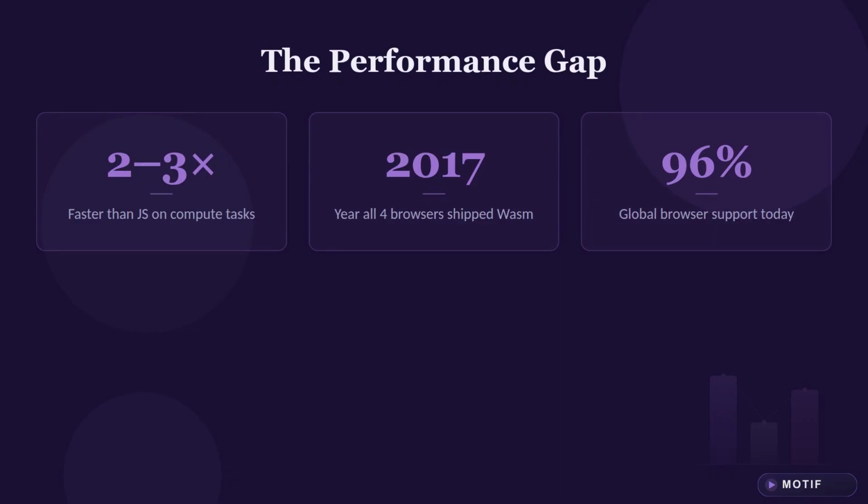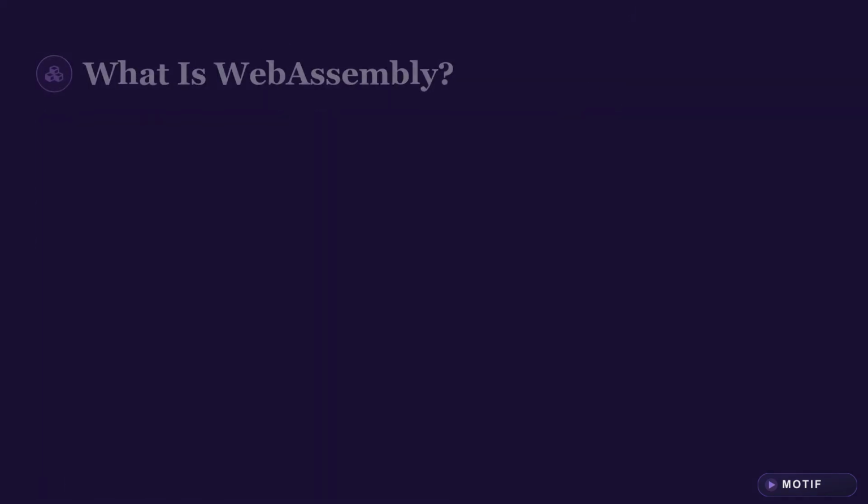Benchmarks consistently show WebAssembly executing compute-intensive workloads 2 to 3 times faster than equivalent JavaScript. The technology launched in 2017, and in a historic first, all 4 major browsers shipped support simultaneously on day 1. Today, it's supported by over 96% of browsers worldwide.